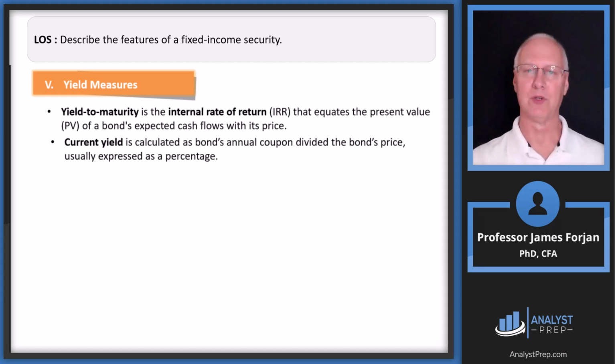Now, don't get yield to maturity confused with current yield. Current yield is simply taking the annual coupon payment divided by the price of the bond. That's called the current yield. So think of the bond's price. That's the current price, right? That's the market price. So for current yield, you take the fixed coupon payment and put it over top of the current price, and you'll get current yield.